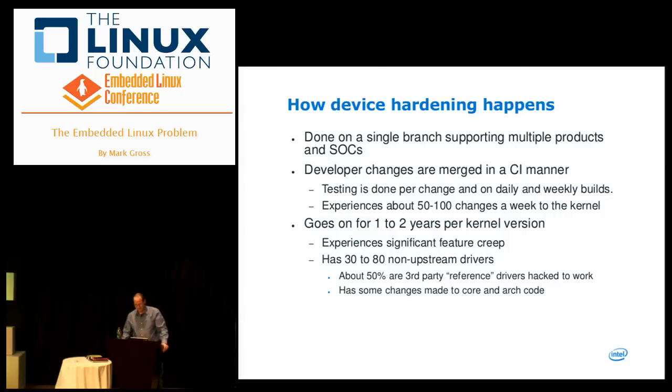I'm going to try to explain a little bit about the environment that we're living in associated with this embedded problem on the SOCs. The way device hardening happens is we have a single branch. We get 1,000 people beating on it, and we get a lot of testing on it, and everything is merged and done in a continuous integration fashion. We use BuildBot for our continuous integration infrastructure, because the team that we acquired from Freescale in Toulouse is our integration team, and there are some BuildBot maintainers there, so they got the pick. So we're using BuildBot, which isn't all that bad.